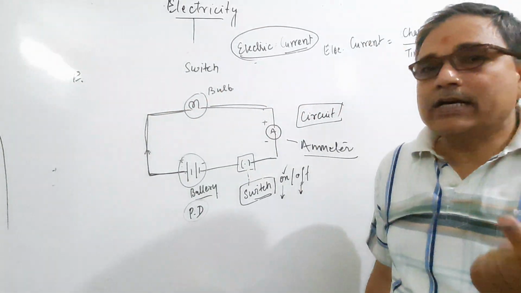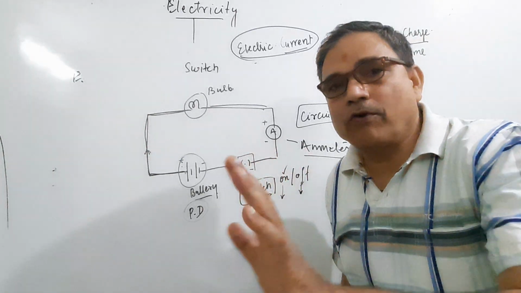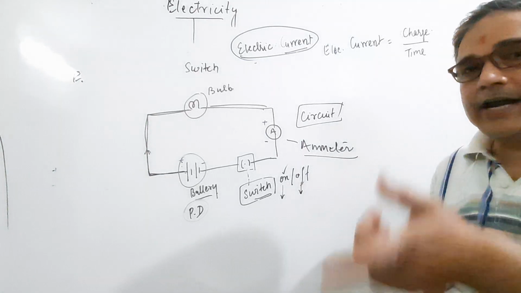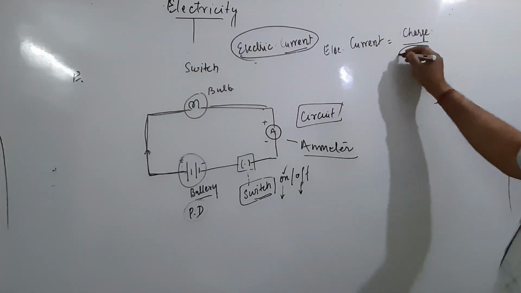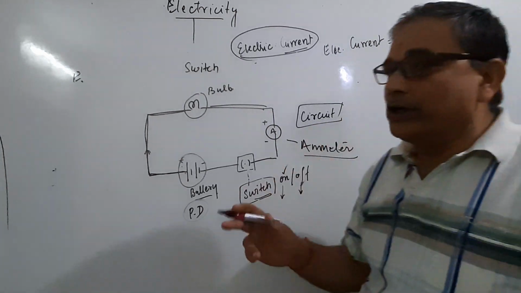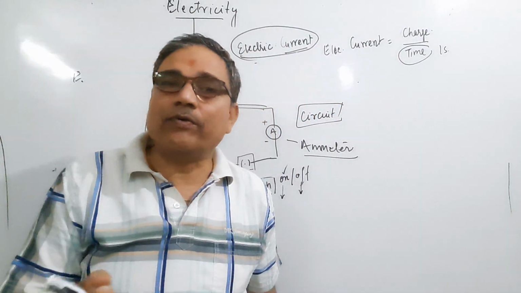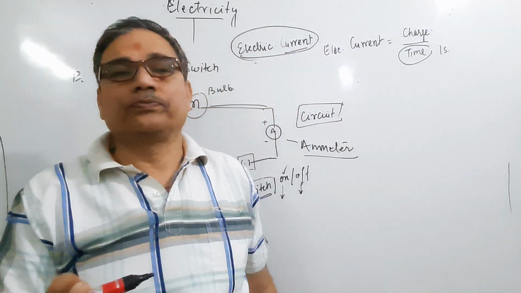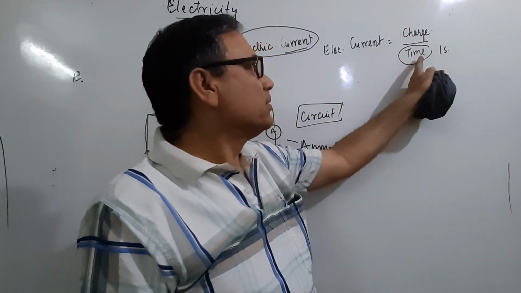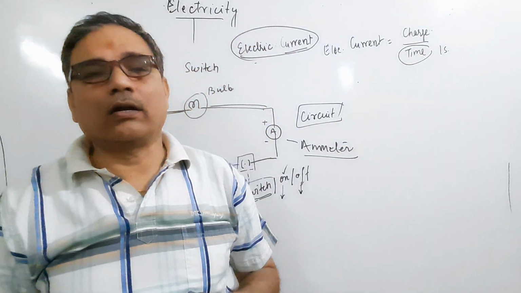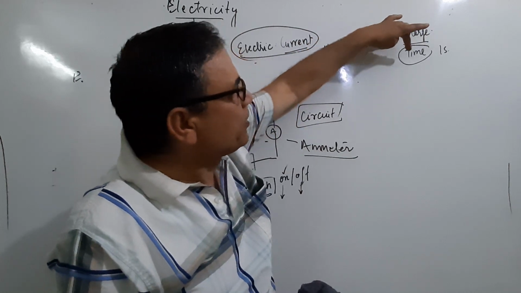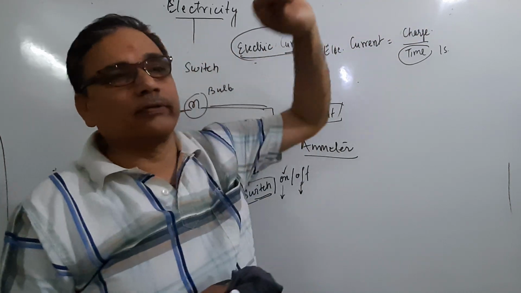Rate of flowing of charge: at what rate the charge flows, in 1 second, in 2 seconds, in 3 seconds. Here rate is always counted in 1 second. If the charge flows in 2 seconds, then what will be the rate? We have to divide the amount of charge by 2. Generally, the rate of flowing charge is known as electric current, or the amount of charge flowing per unit time is known as electric current.